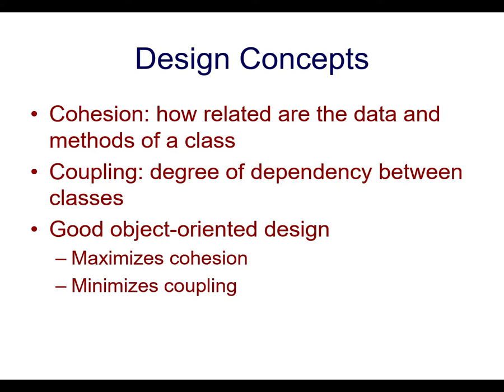We conclude this video with a brief discussion of two important principles of good object-oriented design. The first of these is the concept of cohesion, which is a measure of the degree to which the components of a class belong together. Specifically, in a class that is highly cohesive, all of the instance methods should access at least one of the instance variables, or in the case of a private method, be called by one of the public methods.